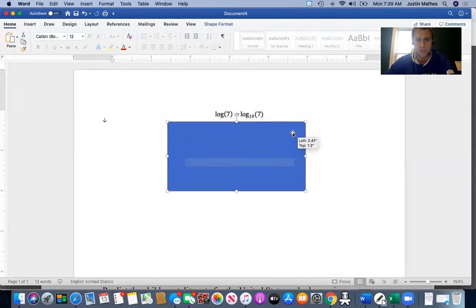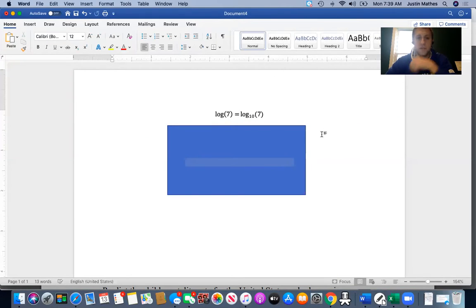So first off, we need to remember that if it's a regular log, it is base 10, and that a natural log is base e, right? So log 7 is the same thing as log base 10 of 7. Those things mean the exact same thing.